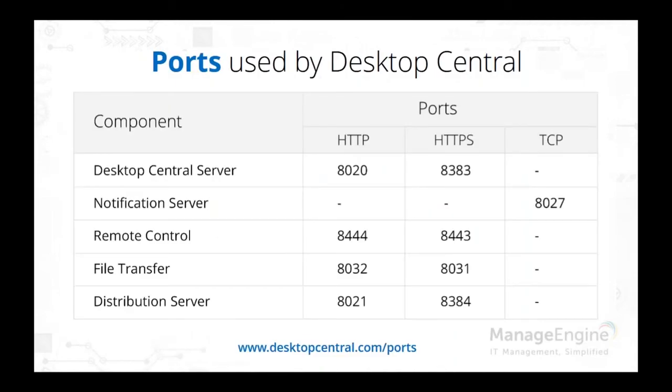Followed by the architecture, we have certain ports which need to be open. You can see, for example, the Desktop Central server communication between agent to server and server to agent happens on 8020 and 8383. Followed by which we have a list of ports which need to be open, which is also available on our website for more insight.